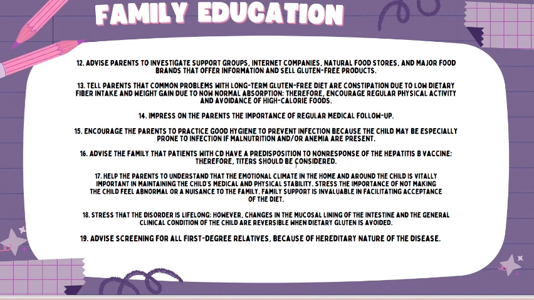So number 19, advise screening for all first degree relatives because of the hereditary nature of the disease. Screening is recommended for all first degree relatives of a proband. An alternative approach is the testing of the unaffected parents for mutations.